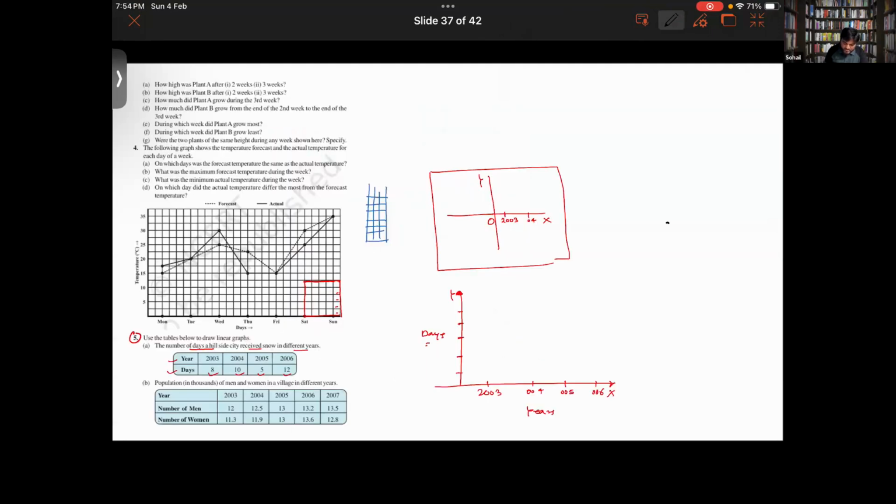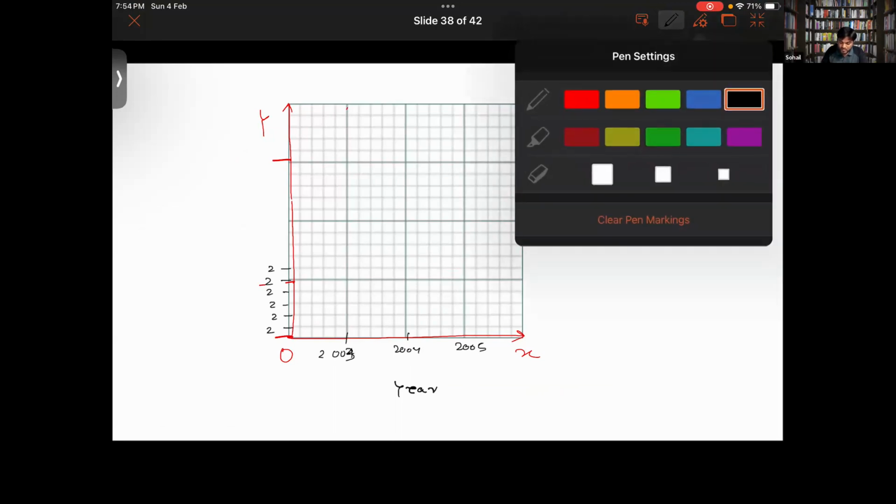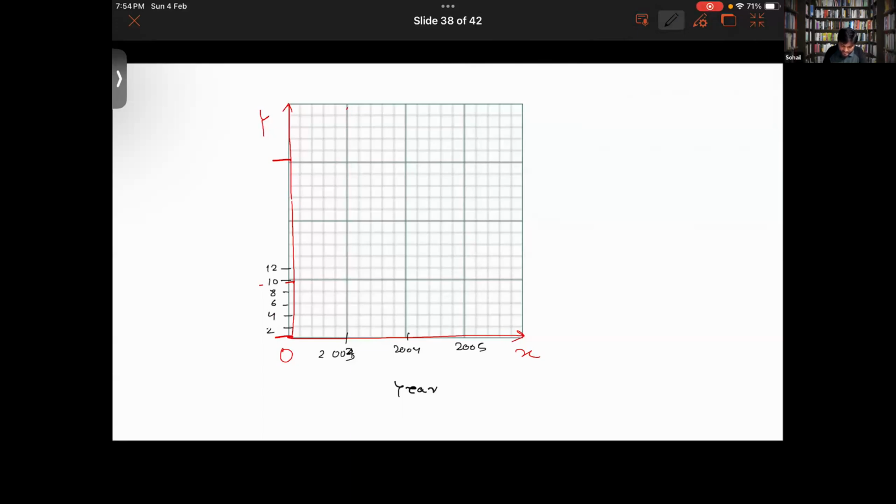So you had to represent values like 8, 10, 5, and 12. So what you can do, you can take each of them as equal divisions of 2. Like this, you can start. Or it would be more convenient to write it in this manner: 2, 4, 6, 8, 10, 12, like this. Take it now. Now, in the year 2003, it snowed for 8 days. So let's plot it.